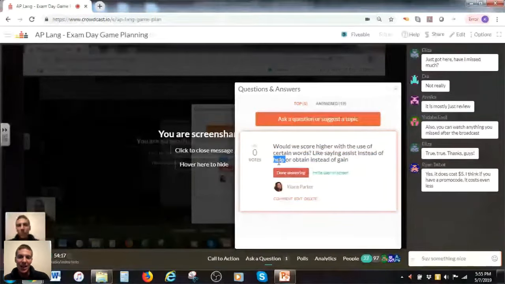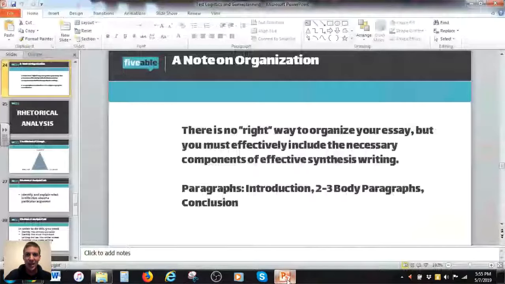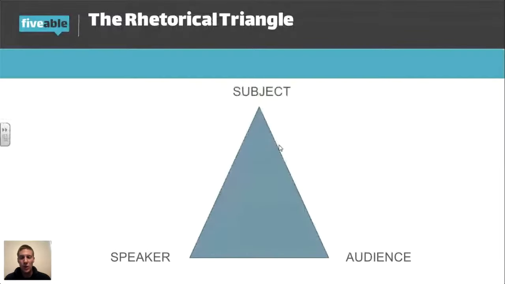Same with obtain and gain. So use the most precise language possible. That is a sign of a good writer. It's not going to tip the scales more than a score point, most likely, but it can be the difference maker between a 6 and a 7. Let's jump back to rhetorical analysis. Thanks for all the questions, guys. I'm happy to stay as long as everyone's questions are answered. Let's go to analysis. I'm going to do this quickly, as I'd rather answer your questions tonight.